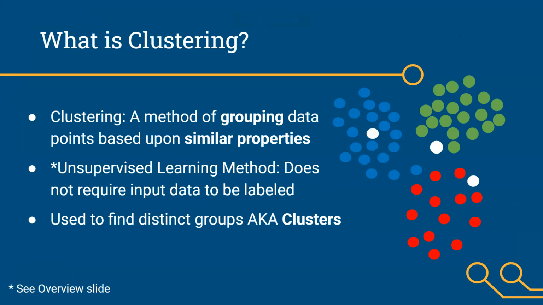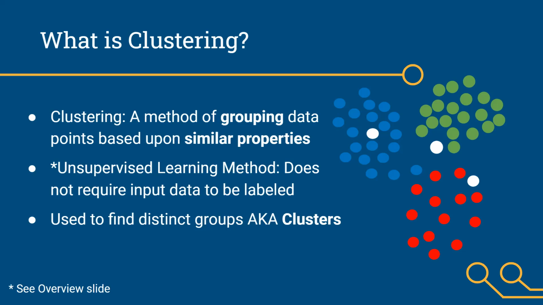Clustering is a method of grouping data points based on similar properties. If you look over here, you have these clusters of data. You have this one over here, this one over here, this one over here. And the idea of clustering is grouping them based on the ones that are close.